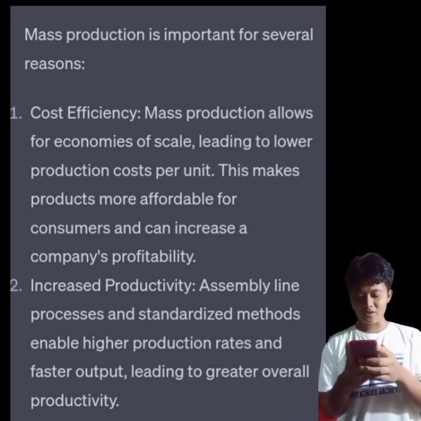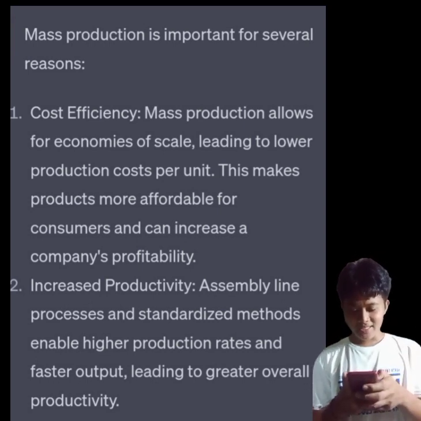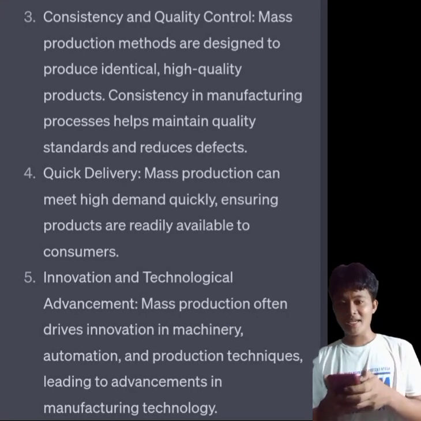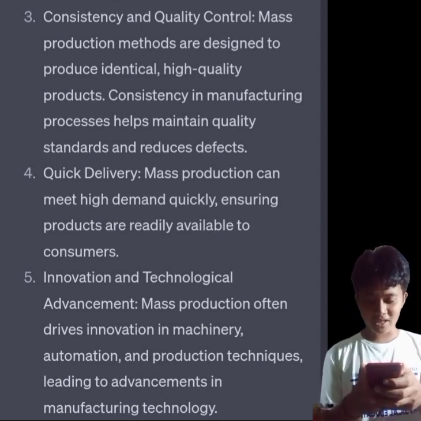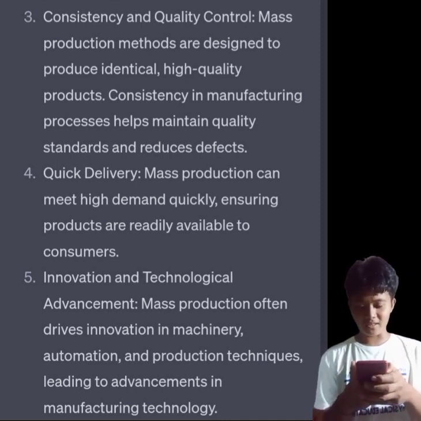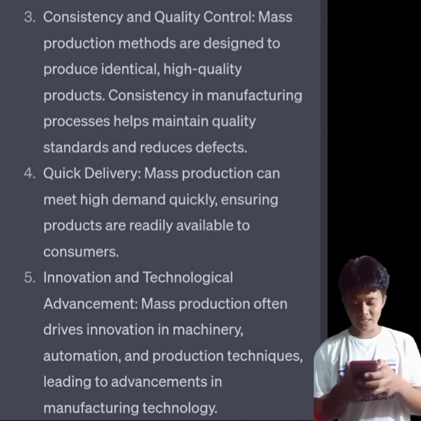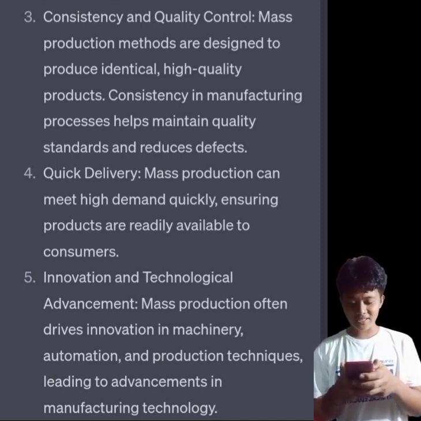Second, increased productivity. The assembly line process and standardized methods enable higher production rates and faster output, leading to greater overall productivity. Third is consistency and quality control. Mass production methods are designed to produce identical, high quality products. Consistency in the manufacturing process helps maintain quality standards and reduce defects.